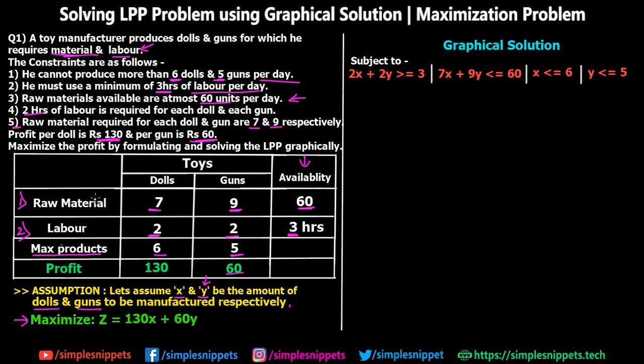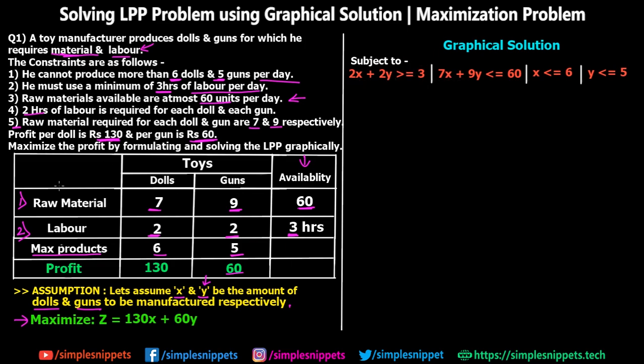So these are those constraints which we see in the table converted into algebraic form. So the first one is 2x plus 2y greater than or equal to 3. This constraint is actually for the second row, for the labor. So 2 corresponds to the labor required, and x is the quantity of dolls. That would give the total labor for dolls. Similarly, 2 into the quantity of guns will give us the total labor which goes into manufacturing guns. And that has to be 3 or greater than 3. So that's why the greater than or equal to sign, right? That is the condition that he must use a minimum of 3 hours of labor. So that's why greater than or equal to 3. So this is the first constraint in the algebraic form.